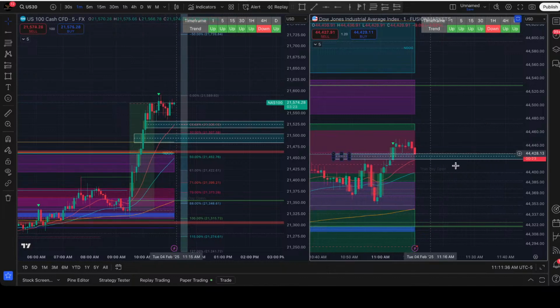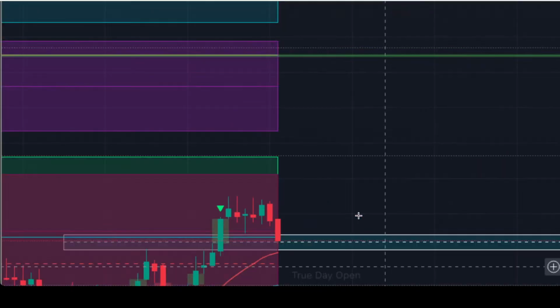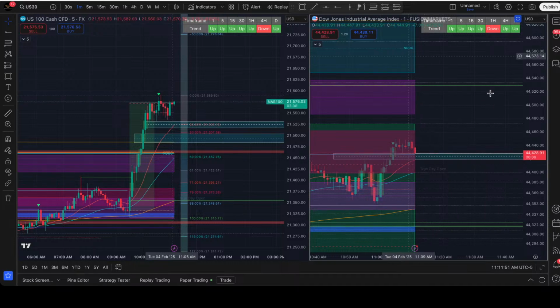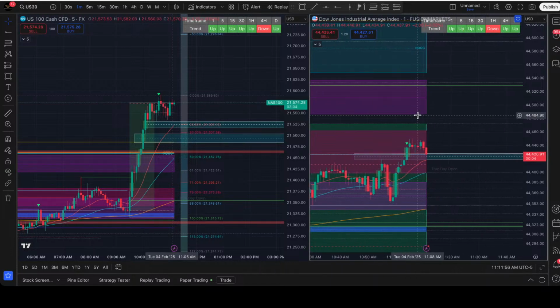So we tap that fair value gap. We're hitting the 20 EMA on the 1M. Now we want to see a green fair value gap be created here on the 1M. And then we'll take that, the 1 standard deviation. That's what I'm interested in right now. It's the only thing I'm interested in right now.